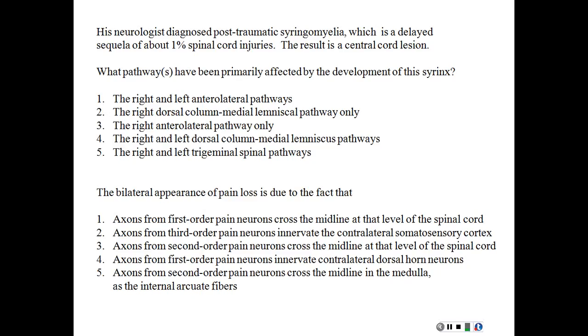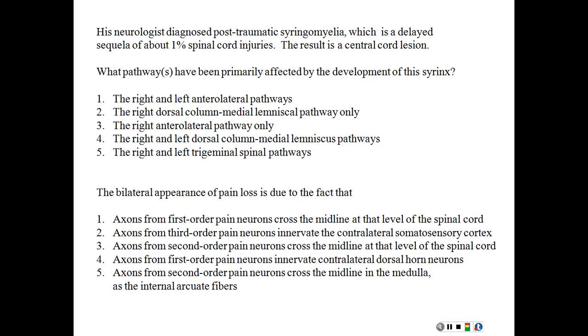The axons from the second order neurons cross the midline at the level of the spinal cord. That is true. And these are the axons that are definitely vulnerable in that central cord lesion. These are axons from the second order neuron in the dorsal horn of the spinal cord that actually cross the midline in the anterior commissure to then ascend in the anterolateral systems.